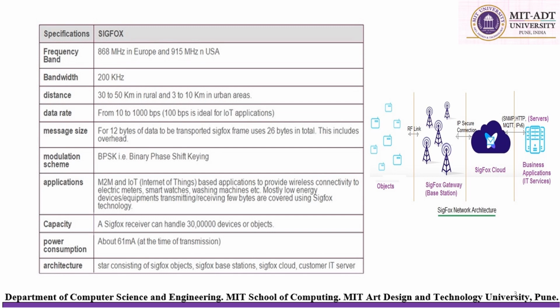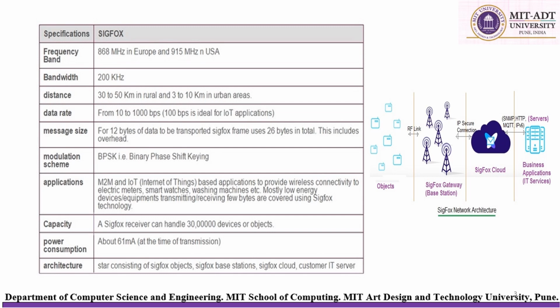In this slide you can see the different specifications of SigFox, like the frequency band as 868 MHz in Europe, while 902 MHz in USA. Bandwidth is about 200 kilohertz. Distance covered is 30 to 50 kilometers in rural and 3 to 10 kilometers in urban areas.